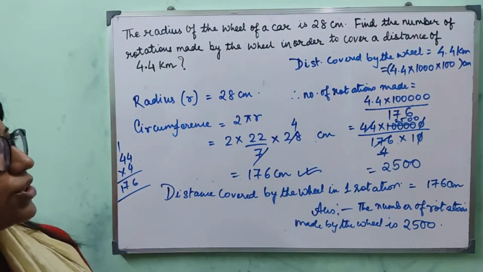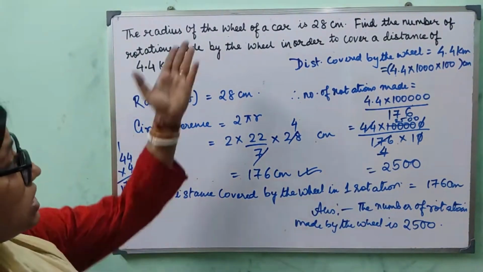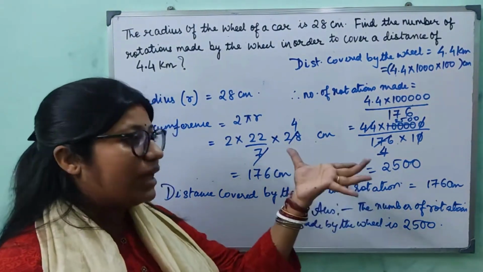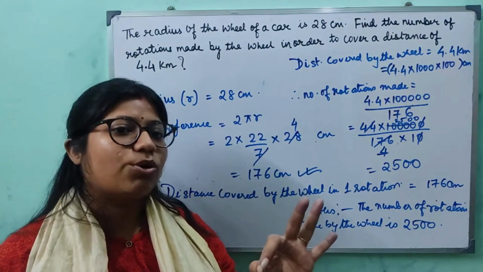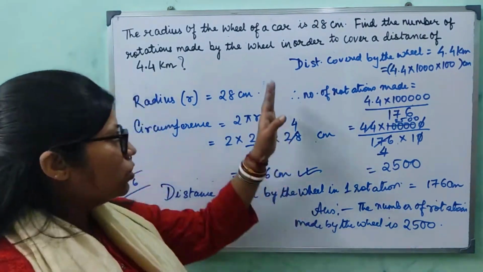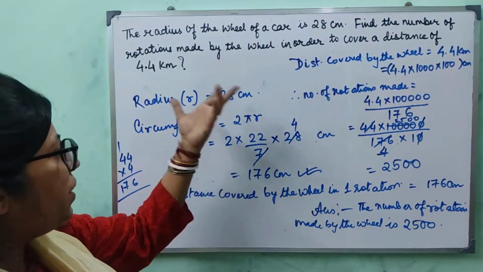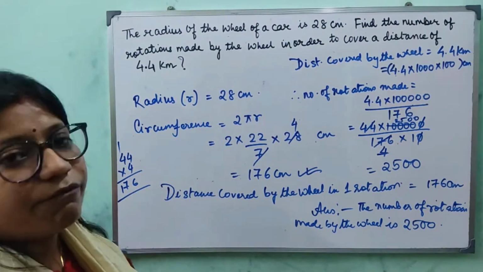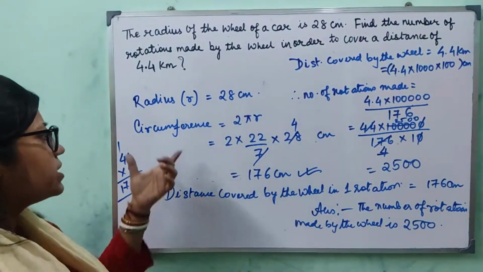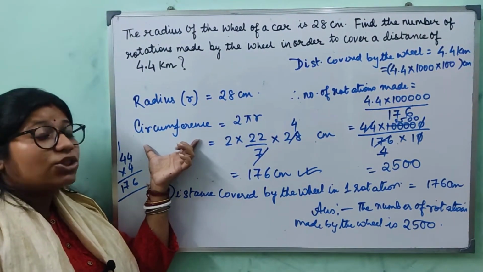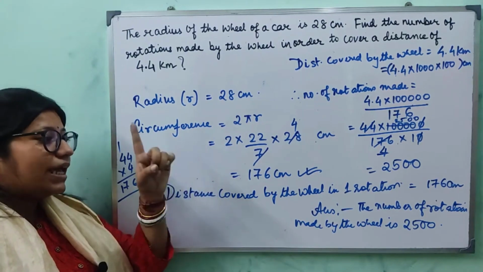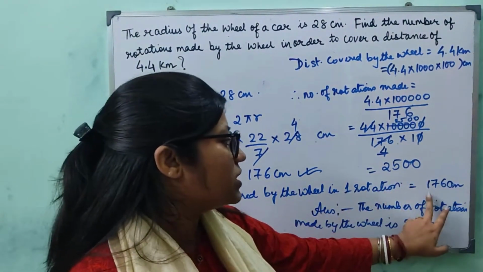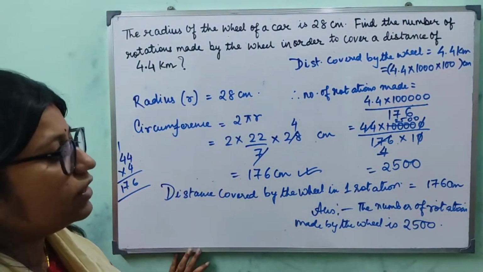Alright, so what did we do actually? The very important thing to remember while doing sums of these kinds is that the distance covered by the wheel in one rotation is the circumference of the wheel. So whether the radius is given or the diameter is given, whatsoever is given to you, you will first find out the circumference of the wheel. After you get the circumference, you have got the distance that is covered by the wheel in one rotation.